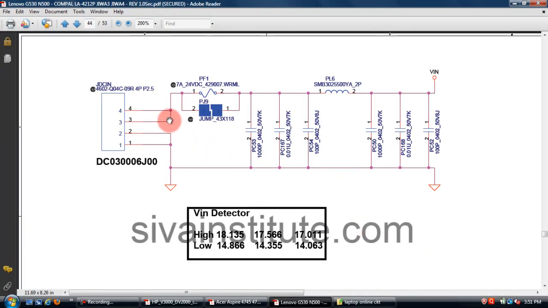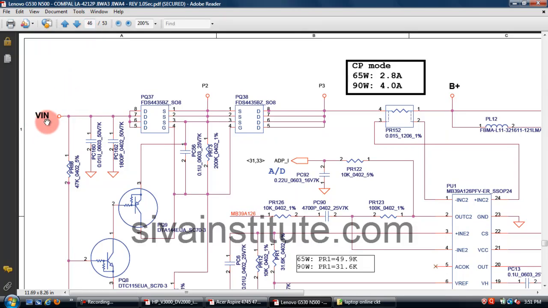This is the Lenovo G530. This is the DC jack. This voltage comes from here through the PL6 coil as V in voltage. This voltage goes to page number 44, the charger page. This voltage comes to here. You should check in the same way.